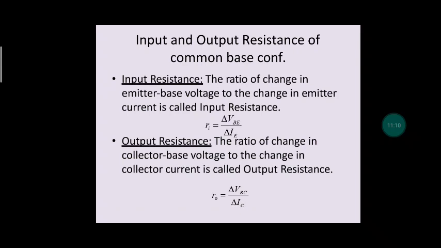Next is input resistance. Input resistance is the ratio of the change in base-to-emitter voltage to the change in emitter current. In the case of output resistance, it is the ratio of the change in base-to-collector voltage to the change in collector current.